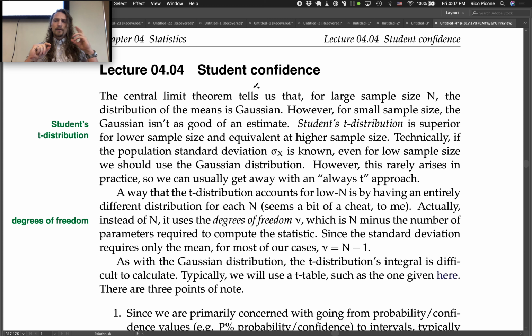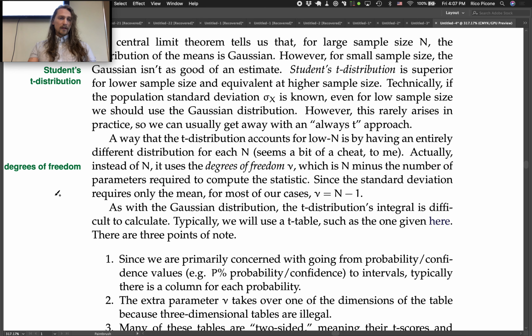So I mentioned last time that we are concerned about getting high sample sizes so that this central limit theorem is true. Well, when we don't have that, we don't have that luxury. It's nice when we do. We always strive to have large sample size, but when that is not the case, then we can use Student's t distribution. Technically, if the population standard deviation is known, even for low sample size, we should use the Gaussian distribution. However, this rarely arises in practice, so we can usually get away with just always using the t distribution.